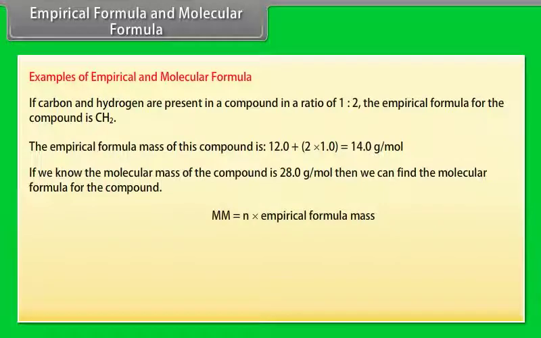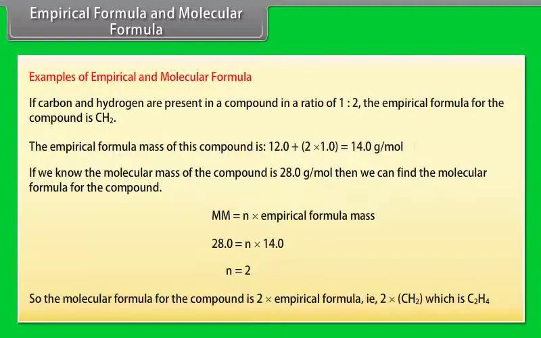Mm is equal to n into empirical formula mass. 28.0 is equal to n into 14.0. So n is equal to 2. So the molecular formula for the compound is 2 into empirical formula, that is 2 into CH2, which is C2H4.